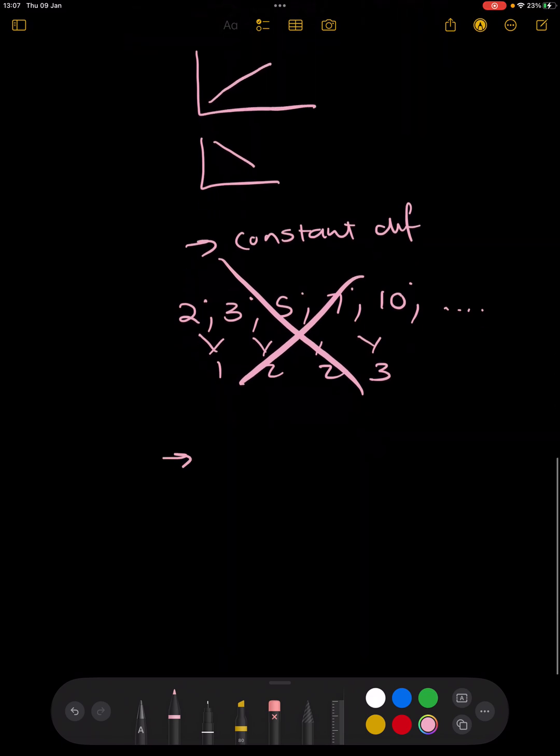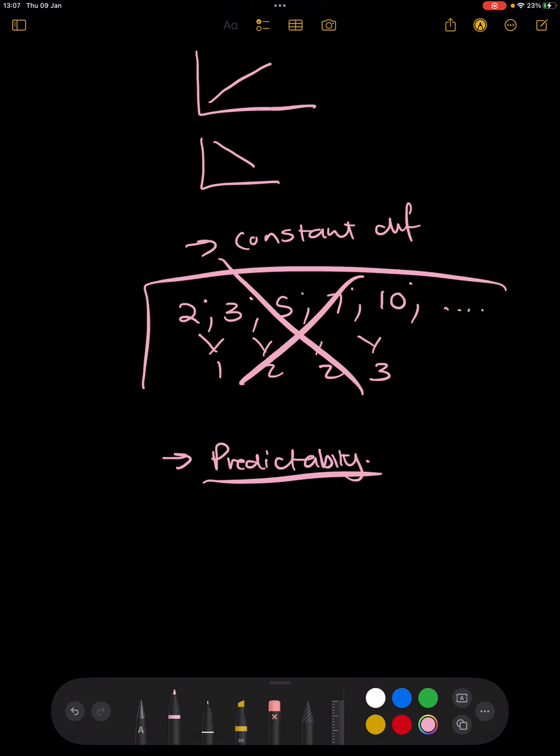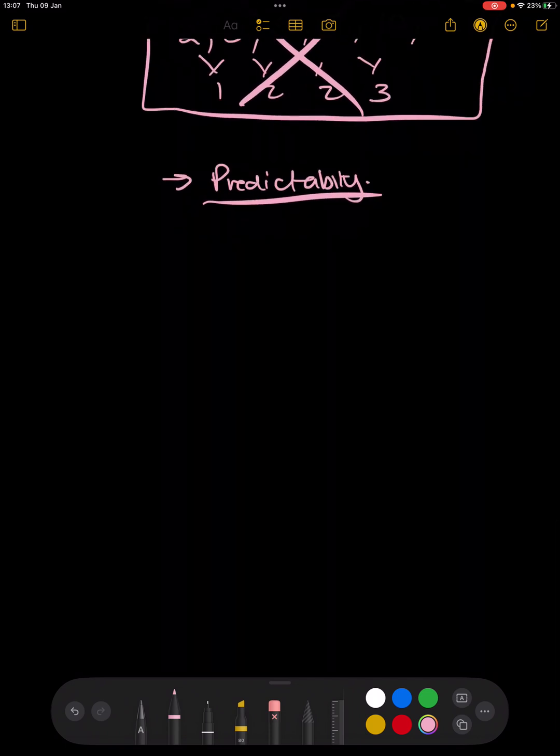Then the third characteristic that we have is predictability. Predictability means that I'm able to predict the next number in the sequence based on the information that I already have. So for example, this one, there is no predictability because the differences go 1, 2, 2, 3. So it will be very difficult for me to determine what the next number would be. So let's go look at a few examples on how to do this.